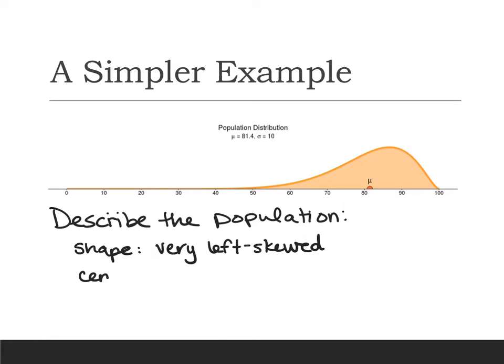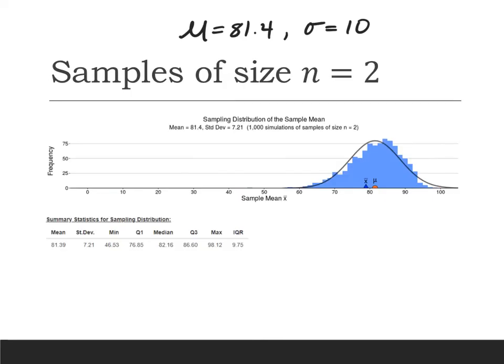I can find the center. Luckily my computer program gave this to me, that the mean of the population is 81.4. And I can find the spread, and that was what the standard deviation is 10. So I can describe that population, and I'm going to take samples from this population. I'm actually going to take samples of various sizes so that we can see what changes as our sample size changes. All right, so our first example is with samples of size 2.